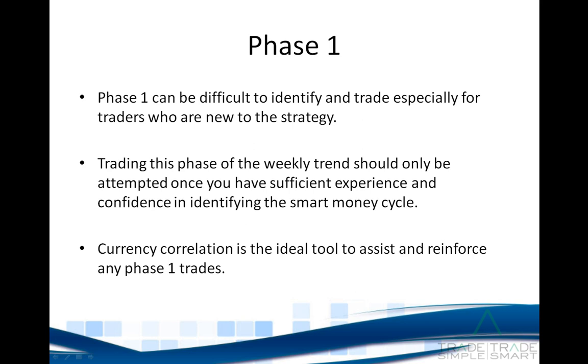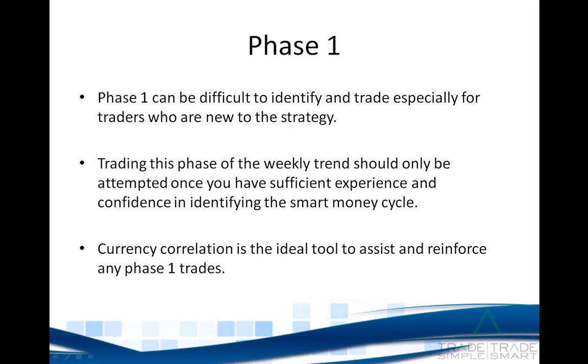Now for phase 1, because you're coming out of an accumulation zone, and you also have the stop run that induces traders in the wrong direction, identifying phase 1 can be challenging, but give it time. And again, with experience, and as you begin to get used to understanding and reading the cycle, and with the whole strategy in general, you'll soon find that you'll be picking out these levels quickly and easily.